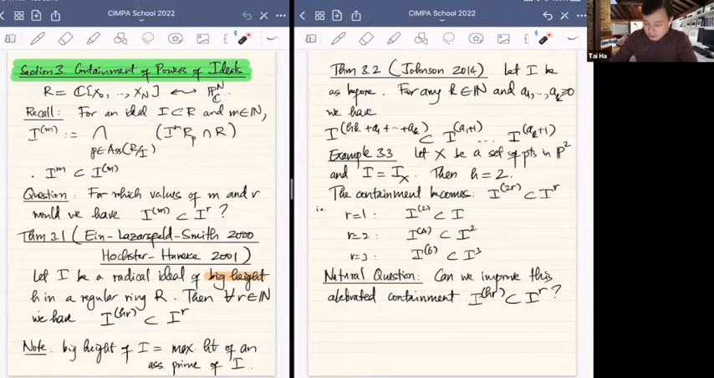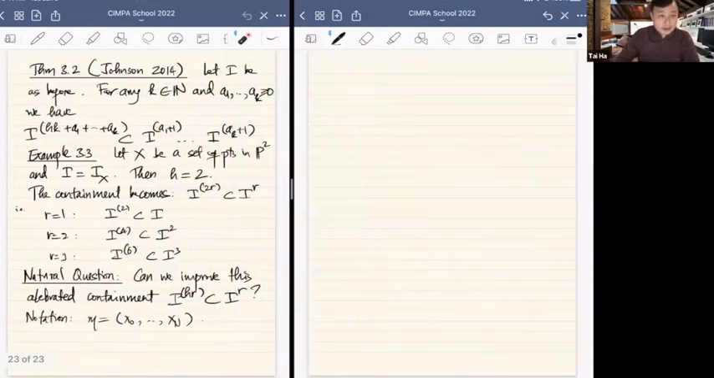Particularly, one way to do that is to multiply with powers of the maximal ideals. Okay, so here I'm going to denote, maybe say notation here. So M is going to be the maximal ideal. So in an attempt to improve this containment, there are two conjectures.